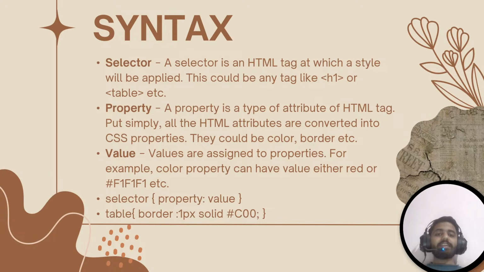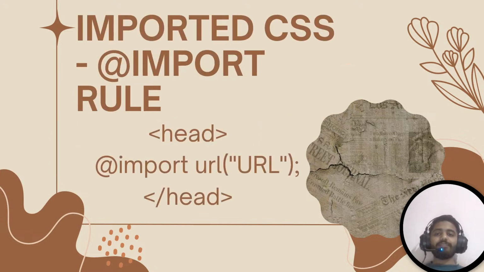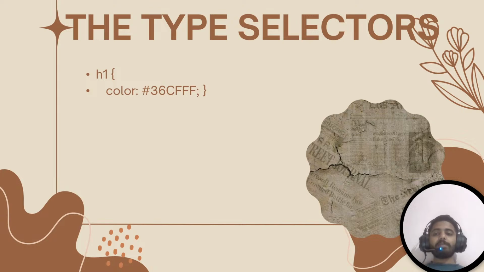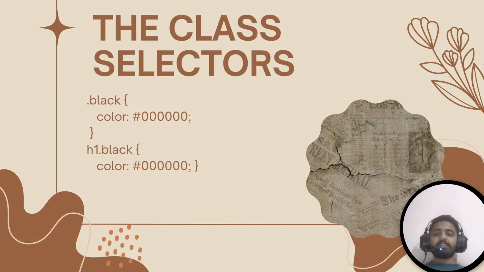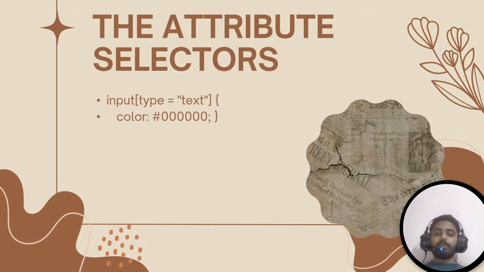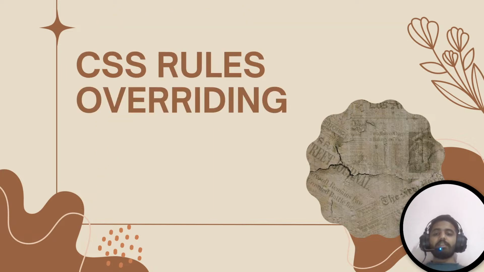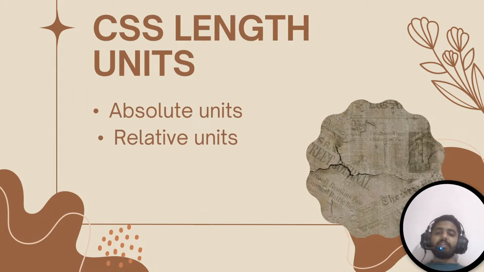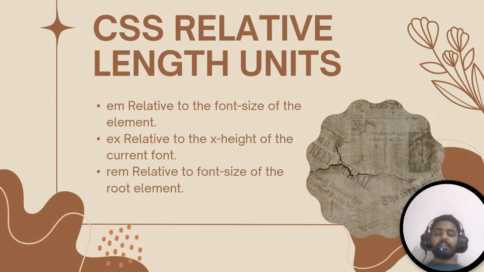Then we saw the syntax of it, the selector, property and values. Then we saw the multiple ways you can use your CSS, which are inline, embedded, and external, and also imported if you want to use it. Then we saw the type selectors, universal selectors, descendant selectors, class selectors, ID selectors, child selectors, attribute selectors, multiple style rules, and group selectors. Then we saw the rule of overriding. Then we saw length units: absolute length units, then relative length units.